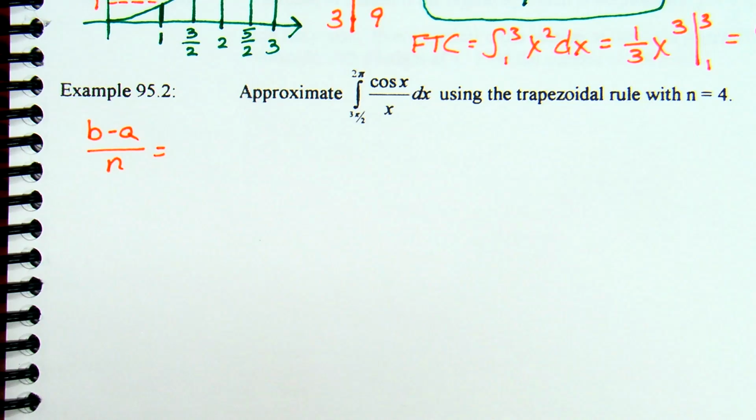I'm going back to the trapezoidal rule. Okay. How wide is each interval going to be? Two pi minus 3 pi over 2 is what? Pi over 2. Pi over 2 divided by 4. Pi over 8. So each interval will be pi over 8 wide.